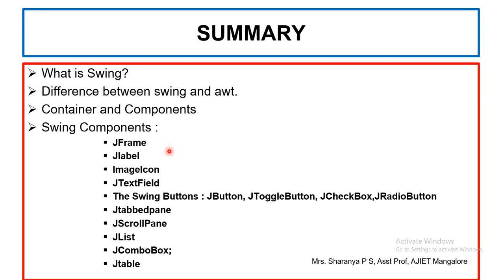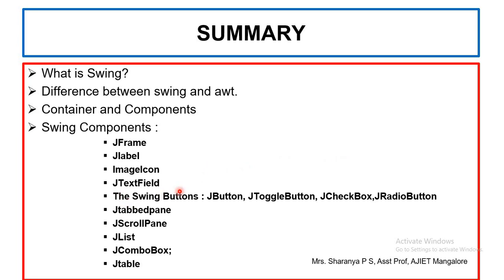So we have discussed in the previous sessions the different components like JFrame and JLabel. These are the methods that we have used to create all these. And ImageIcon allows the user to define some image along with the label or with the buttons. And JTextField allows us to display a text field along with some content in the initial stage.